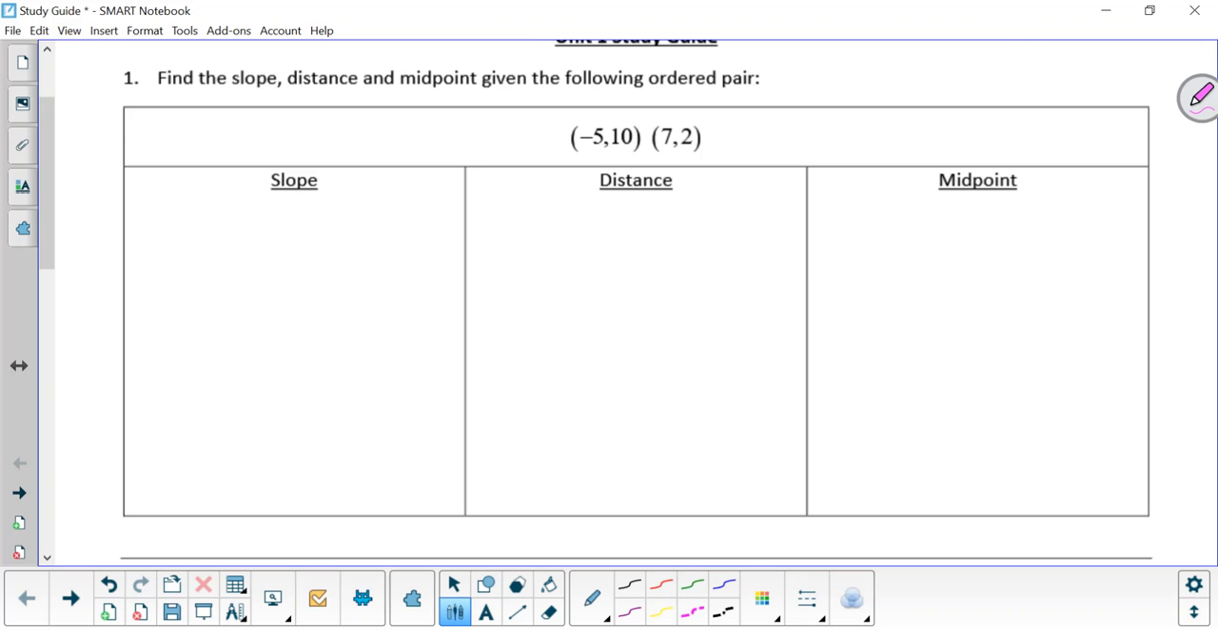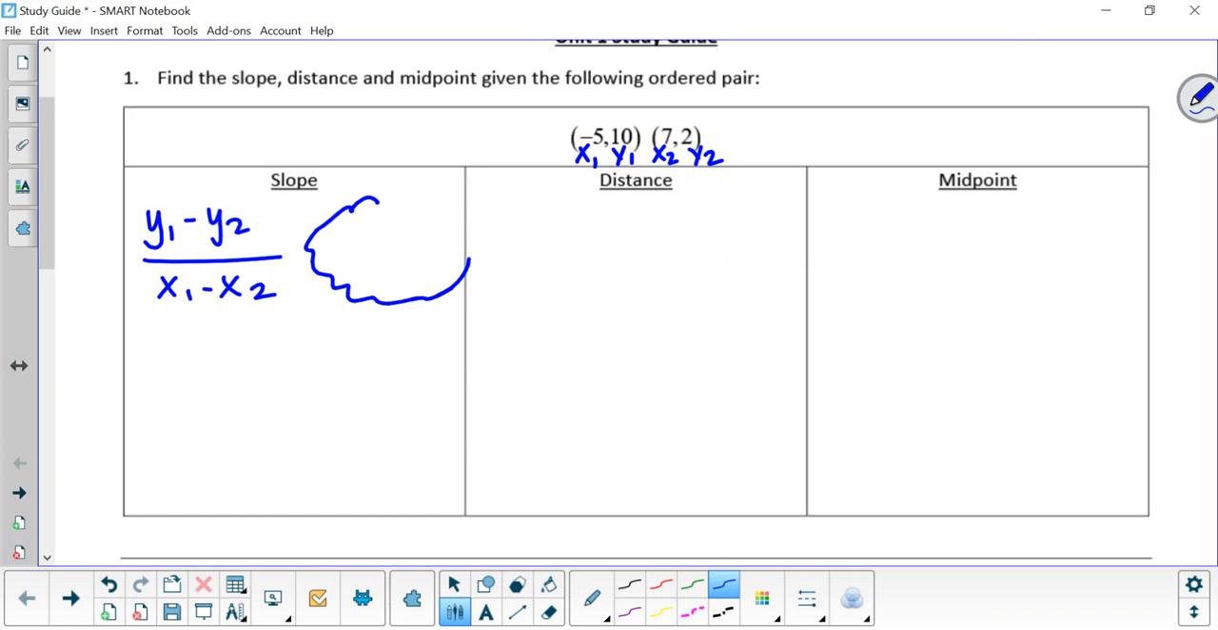Three formulas that you're going to need are your slope, your distance, and your midpoint. And remember, with all of those, we have our x1 and our y1, x2, y2. Slope is y1 minus y2 over x1 minus x2. And remember, with this one, you are not allowed to have decimals, so no decimals.